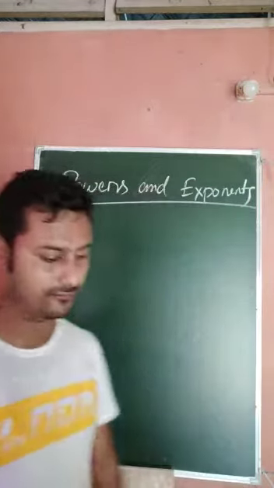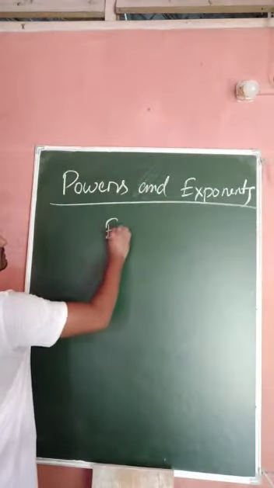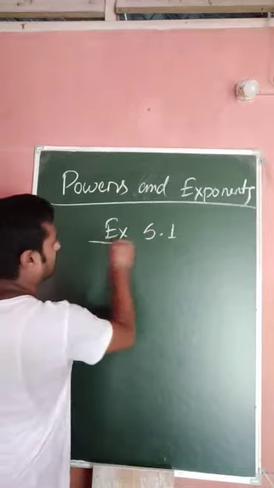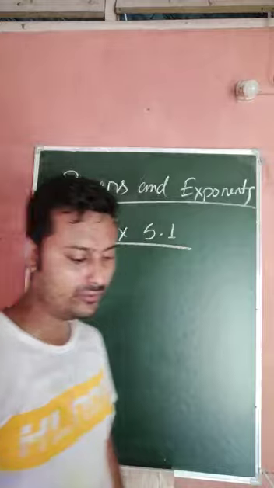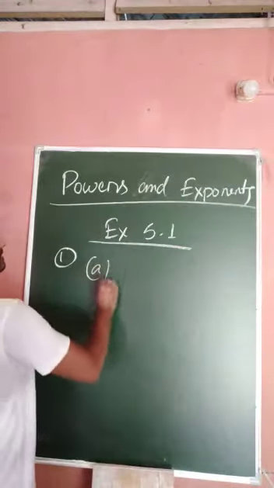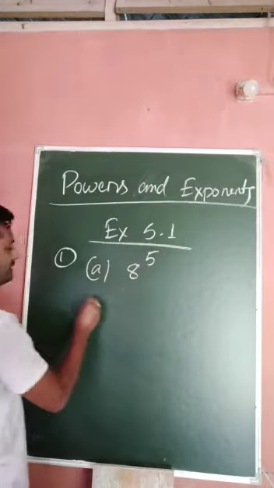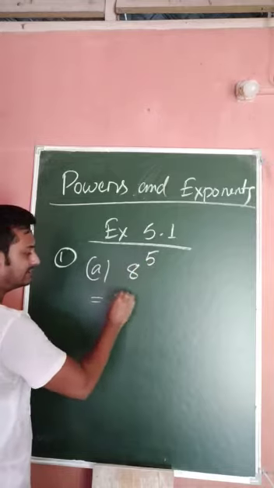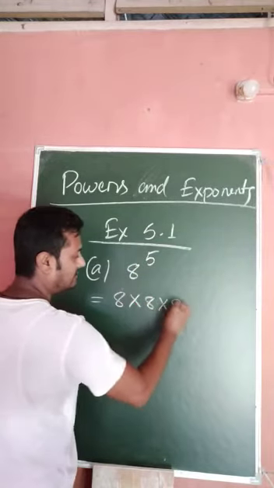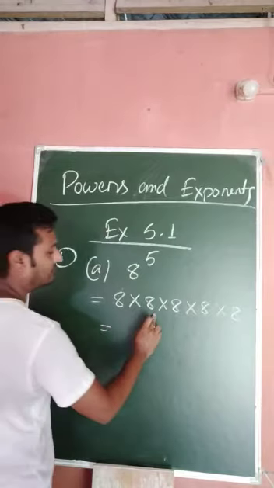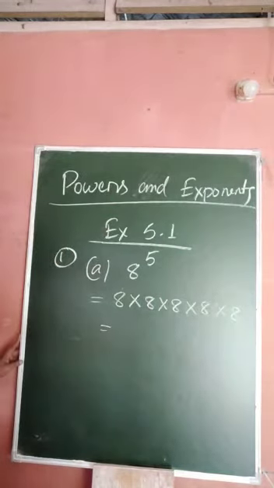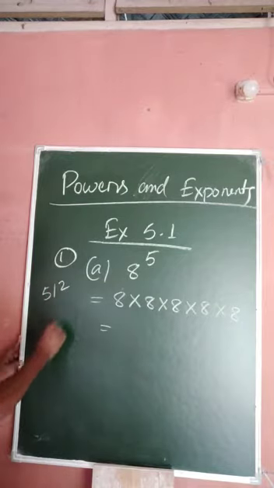So now come to exercise 5.1, question number 1. You have to find the value. Given is 8 to the power 5, we have to find the value. 8 to the power 5 means 8 is multiplied 5 times. So 8 8s are 64, 8 cube is 512. So it is written as 512 into 64.